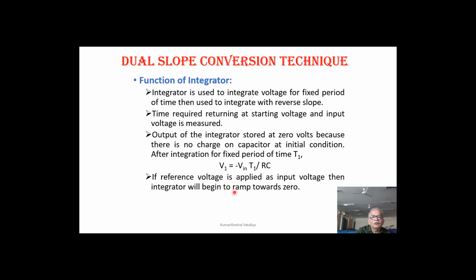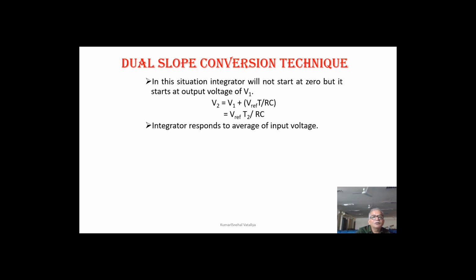So the first time you know how much time is applied and you don't know the input voltage, but in the second case you know how much voltage is applied, a fixed reference voltage, and you calculate the time in terms of pulses available, count them, and that will be proportional to the input voltage. So the derivation of the equation is something like this.